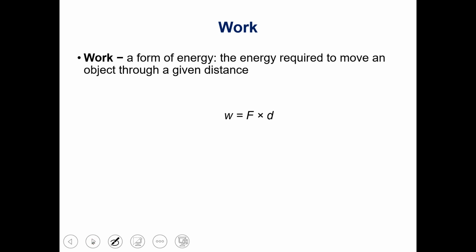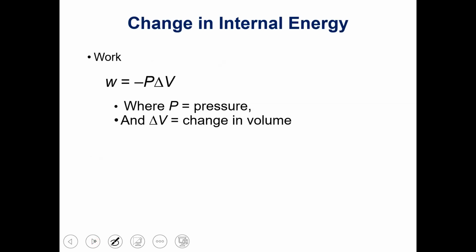So we can express that as an equation as work is equal to force times distance. So W is the work, F is the force, and D is the distance. We can also think about work in terms of pressure volume changes. So if we keep pressure constant and only look at a change in volume, work is equal to the negative of the pressure times the change in volume.